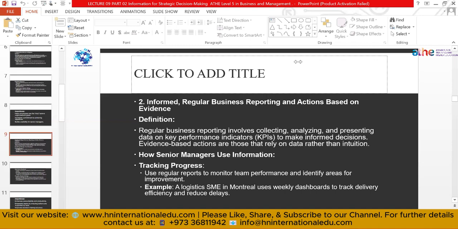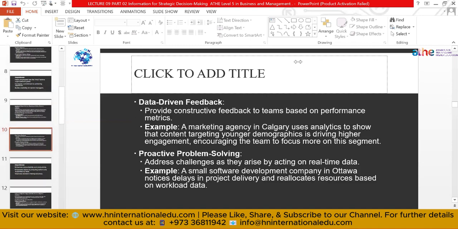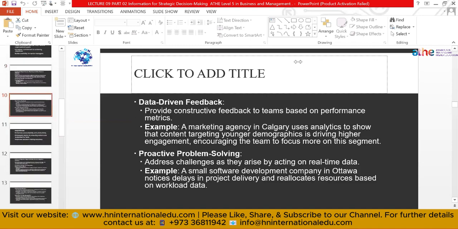Just to be sure, just to be efficient, data-driven feedback: provide constructive feedback to teams based on the performance metrics. Just like the KPI, we have this too. For example, a marketing agency in Calgary uses analytics to show the content targeting younger demographics is driving higher engagement. Now, they did not specify any age. They just said younger demographics. It could be male, female, and the teenager. Encouraging the team to focus more on this segment, that is the set group, younger demographics.